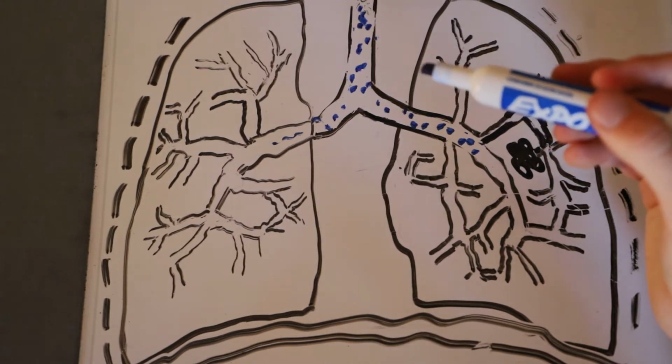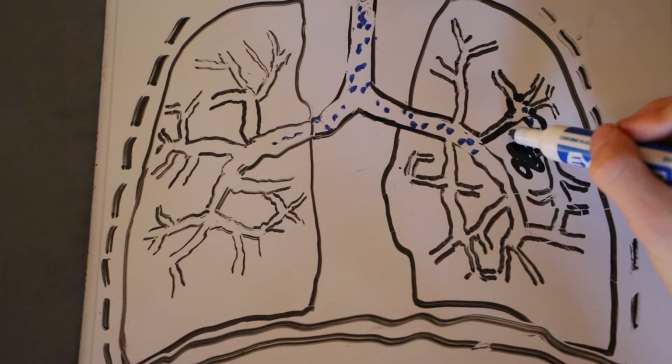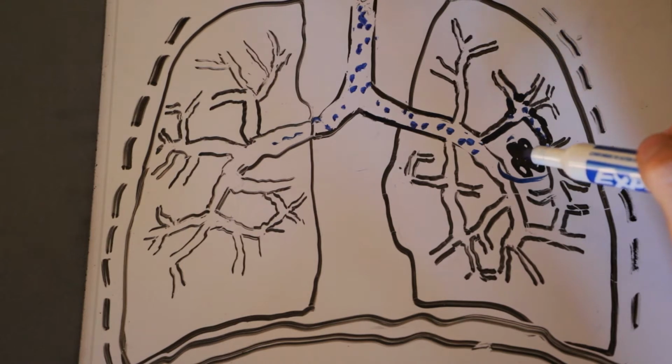The bronchial tree connects to the microscopic fruit of the lungs called the alveoli, which is located here. It is not drawn to scale. The alveoli is where gas exchange takes place, and to see that, we'll have to zoom in now.